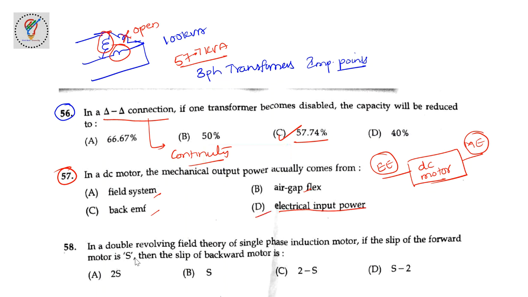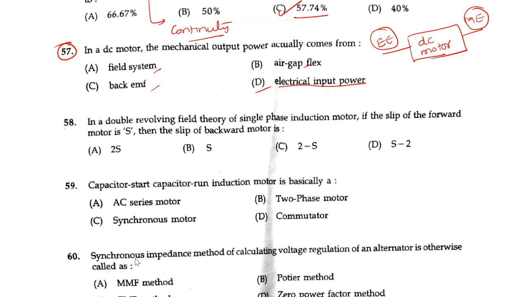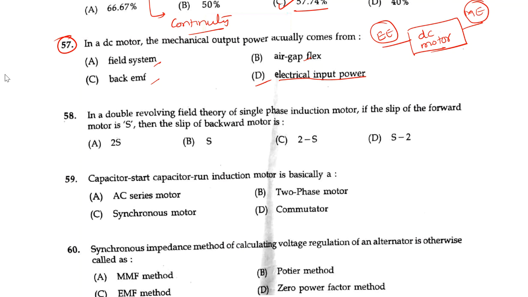Okay, next question. This question is from the induction machines. Question 58: in the double revolving field theory of a single phase induction motor, if the slip of the forward motor is S, then the slip of the backward motor is? As we know, a single phase induction motor is inherently not a self-starting motor.